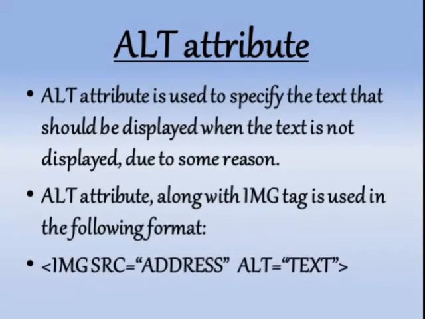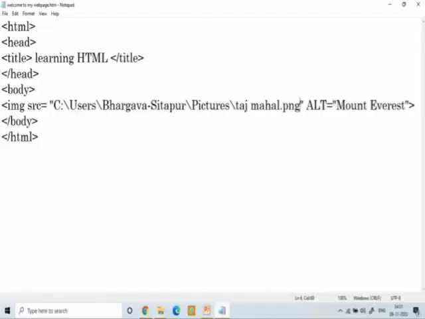The alt attribute is used to specify the text that should be displayed when the picture is not displayed for some reason. The alt attribute along with the img tag is used in the following format. img src is equal to address, then we write alt is equal to text, the text which we want to see in case the picture doesn't come.